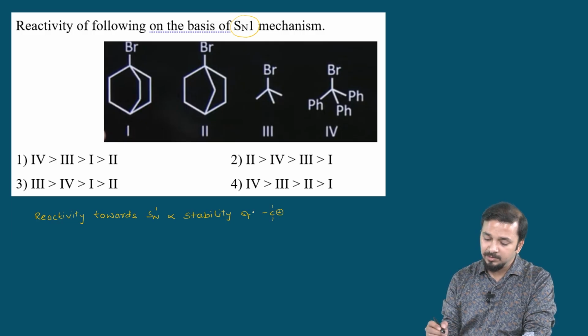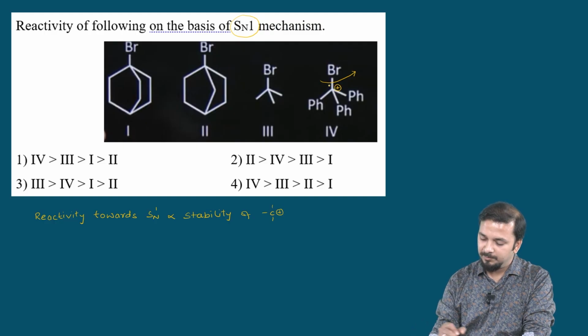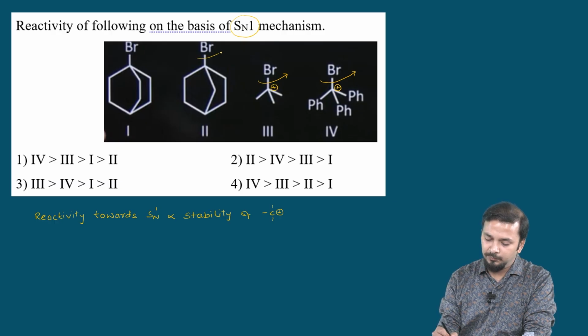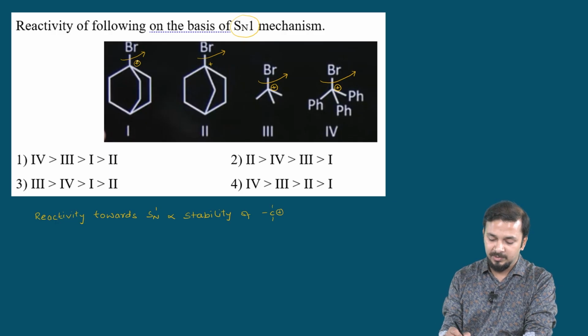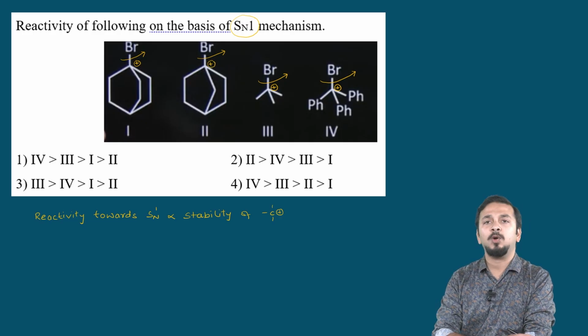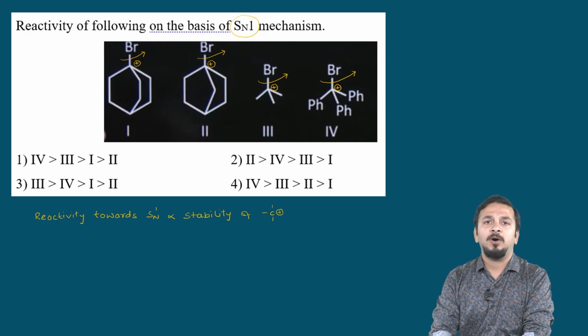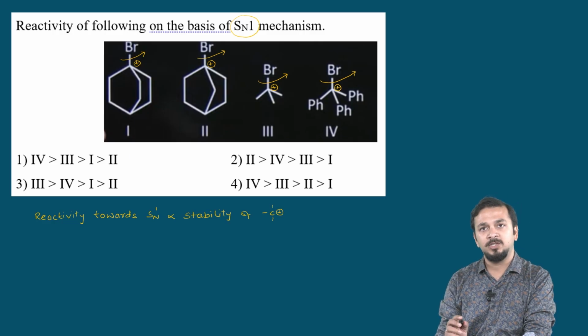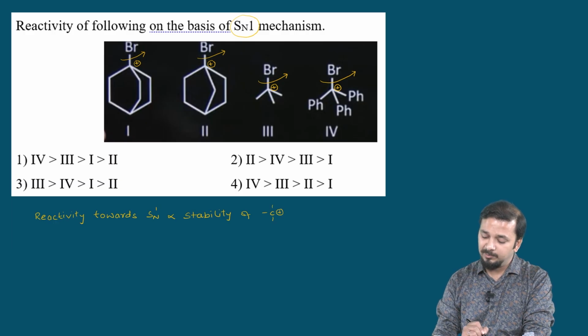carbocation. Now, if you remove this Br, a carbocation will be formed over here. If you remove this Br, a carbocation is formed on this, and if you remove this Br, a carbocation will be formed on this carbon. Now we have to check the stability of these carbocations. In 1 and 2, positive charge is formed on the bridgehead position, which is very less stable, which means 1 and 2 are less stable than 3 and 4.